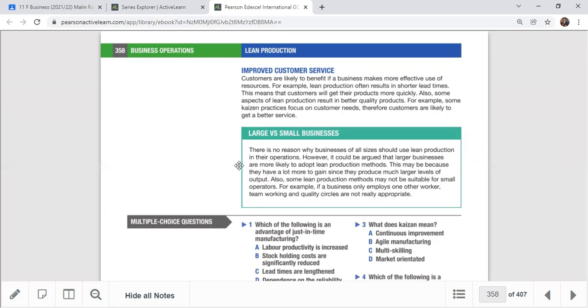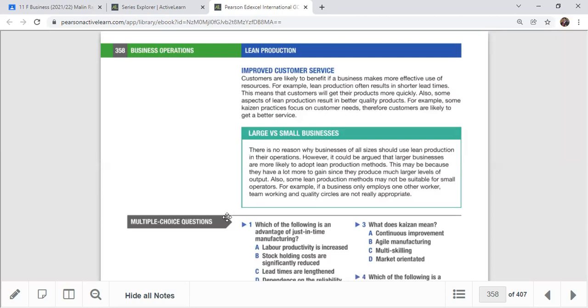So it's a good hint that you can see the lean production concept, this quality concept, everything. If you analyze a lot of past papers, we can see this lean type of question we can expect in the large business paper. Maybe because they have a lot more to gain since they produce much larger levels of output. Also, some lean production methods may not be suitable for small business. For example, if a business only employs one worker, team working and quality circles may not be really appropriate. So in a small business, some lean production concepts like quality circles and team working sometimes we cannot apply because of the smaller number of workers.